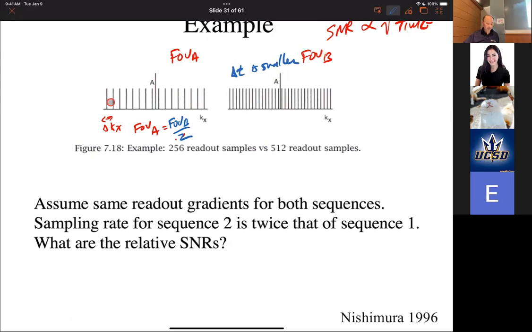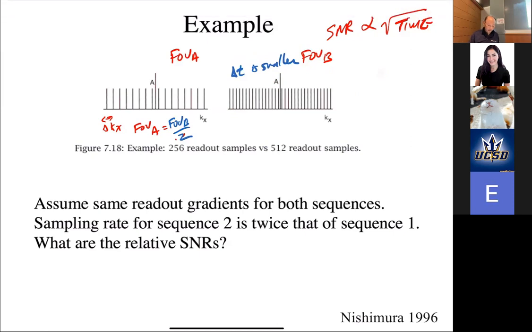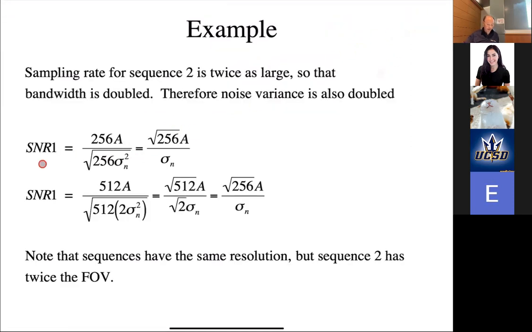And so the question is, how does all this come into play? And it turns out you can think about it that way and get really confused, or we can just say, look, I'm spending the same amount of time acquiring both of these acquisitions, okay? So I can just go back to this rule that it's a square root of measurement time. And so if I look at the SNRs and calculate it using some other methods, I actually end up with the same SNR, okay?